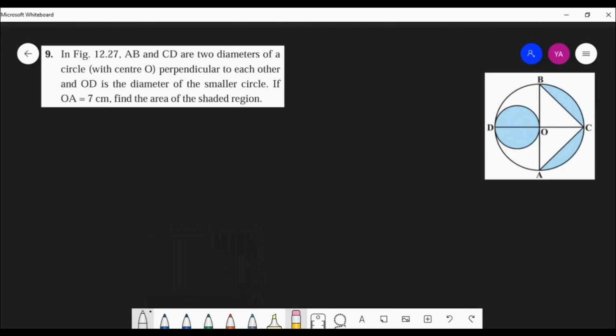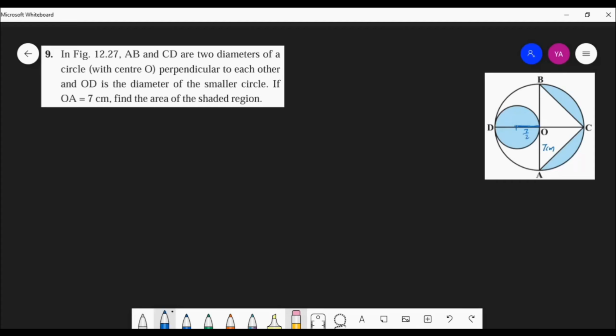So first of all, we want to get the radius of the small circle, given that OA is equal to 7 centimeter. And it is said that AB and CD are perpendicular diameters and O is the center of the circle. So this OD will be the same as AO, right? Because OD will be another radius of the same circle. And at the same time, OD is the diameter of the small circle. So OD will be 7 and the radius of the small circle will be 7 by 2, right? 7 by 2 will be the radius of the circle because the diameter is 7.